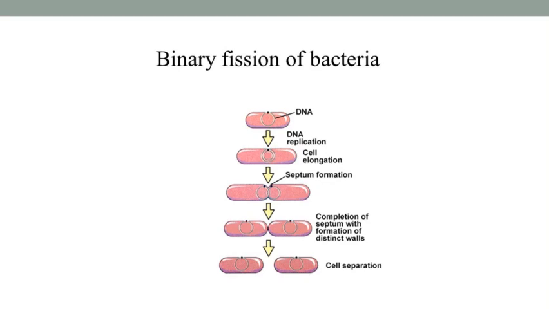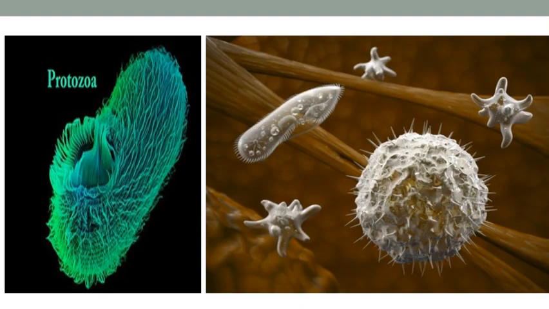See here, in the first step you can see one cell with nucleus and DNA. After three steps, what happens? The one cell containing nucleus and DNA separates into two new cells. So this is binary fission, by which bacteria reproduce themselves. Now the next microorganism is protozoa.